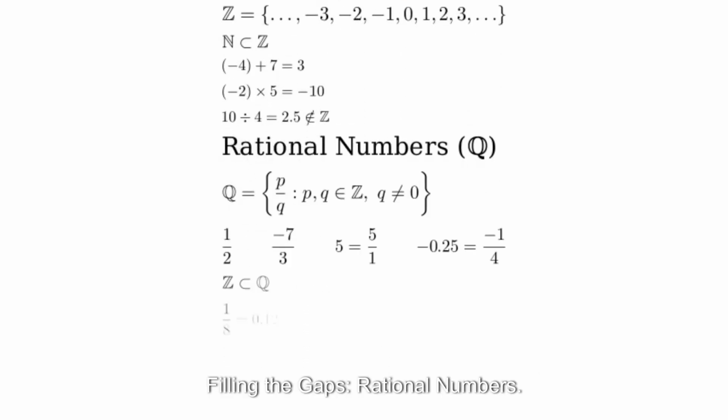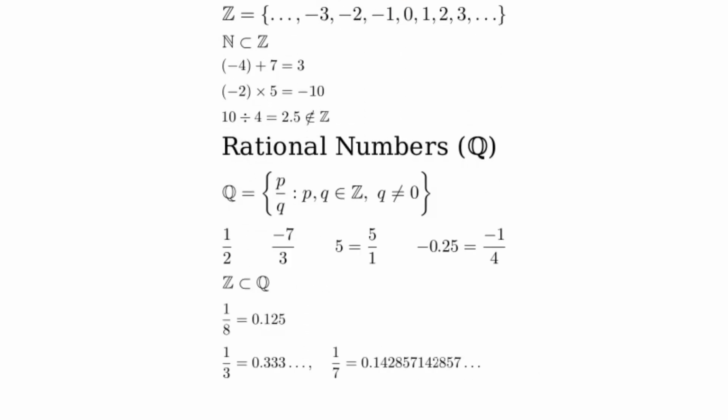Part 3. Filling the gaps: rational numbers. Rational numbers solve the problem of division. The name itself gives you a clue: ratio. A rational number is any number that can be expressed as a fraction or ratio p over q, where p and q are integers, and crucially, q is not equal to 0, because division by 0 is undefined. The symbol is script Q, from the word quotient.